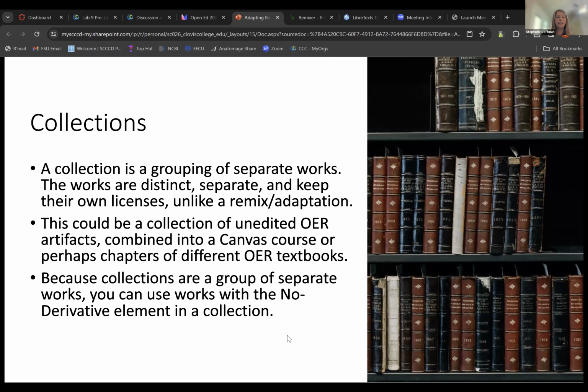And so the benefit of that is if there is something that has a no derivative, you can include it in this collection because you're not going to alter the works. You're just collecting them together. Now you can add things around the works. So maybe you might add a foreword, or maybe you might add a page introducing each of the readings that is your work that you can put your own license on.